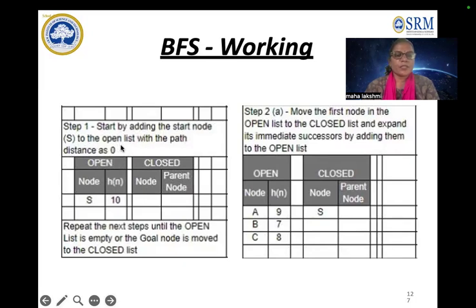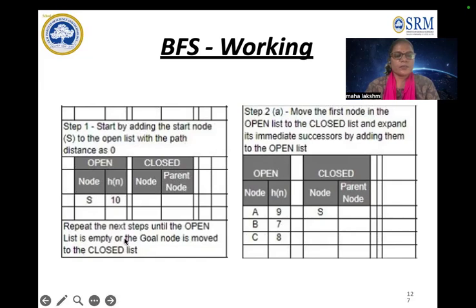So in step 1, start by adding the start node S to the open list with the path distance as 0. So create an open list and a closed list. In an open list, you have a start node and h of n, the heuristic function, and in a closed list, you'll have a node that is the visited node and also the parent node of the visited node.